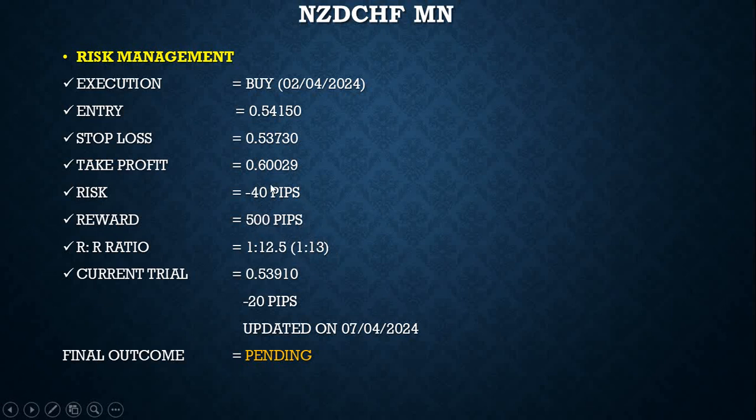And then the risk reward ratio is 1 to 12.5, and I round it off to 1 to 13. So now traders, you can see this is a very good risk reward ratio. 1 to 13 is a very good risk reward ratio. So that is why traders, I always encourage you to follow the price action setups, because most of the time, based on my trading experience, they provide a good risk reward ratio.